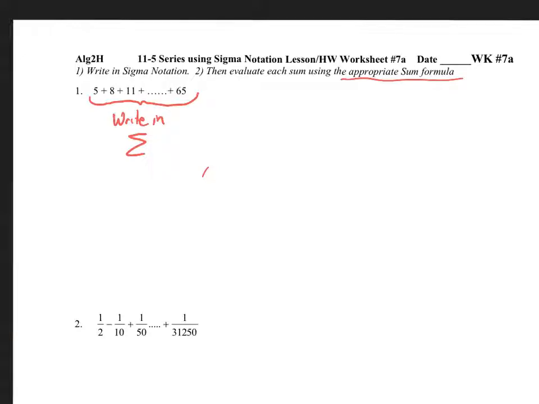So let's start by trying to figure out what type of series this is. Is this an arithmetic series or is this a geometric series? Well, it's pretty obvious that it's arithmetic and that the difference is 3. So let's write a few things down. We know that the difference is 3. We know it's arithmetic.